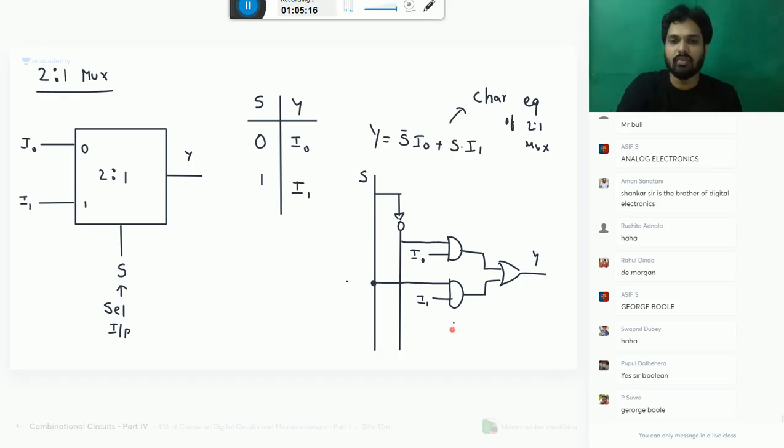So what is the circuit? It is simply AND-OR logic. You can replace it with what? If you want to implement with NAND, this requires 3 NAND gates, and this requires 1 NAND gate. How many NAND gates are required to make this circuit? To make a 2 by 1 mux, you require a minimum of 4 NAND gates, because the inverter requires 1 NAND gate and AND-OR requires 3. Very good. So is it clear? This is the simple basic example of a 2 by 1 mux.